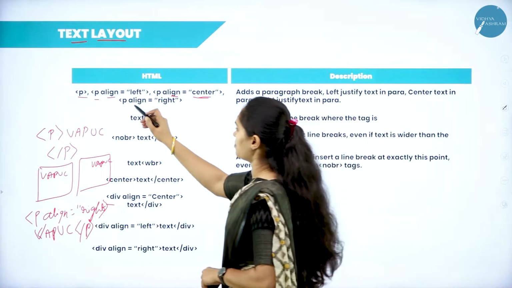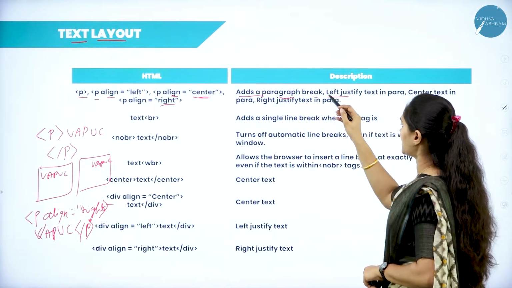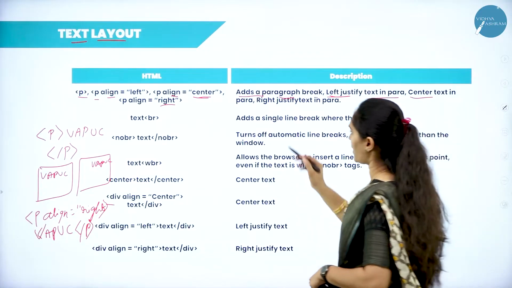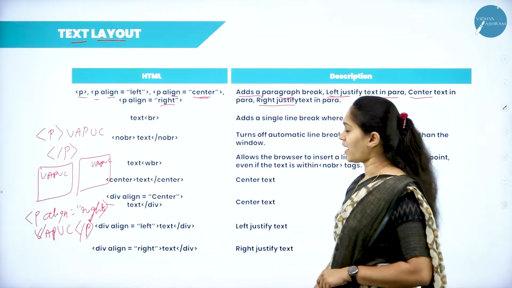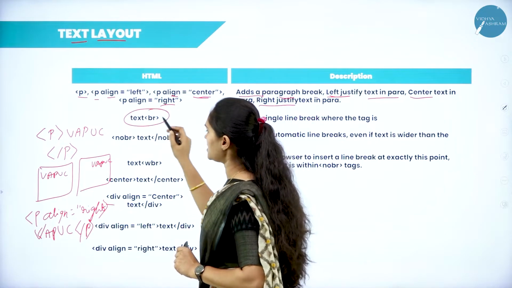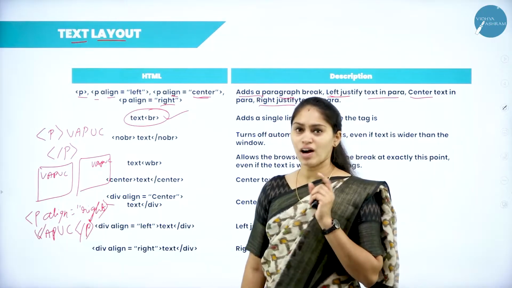So here P align is equal to right. You can see that as a paragraph break that includes left justified text in the para, or we can have a center text in a paragraph, or a right justified text in the para. And also we have the next one, that is BR, important. All these tags can be asked for one mark.